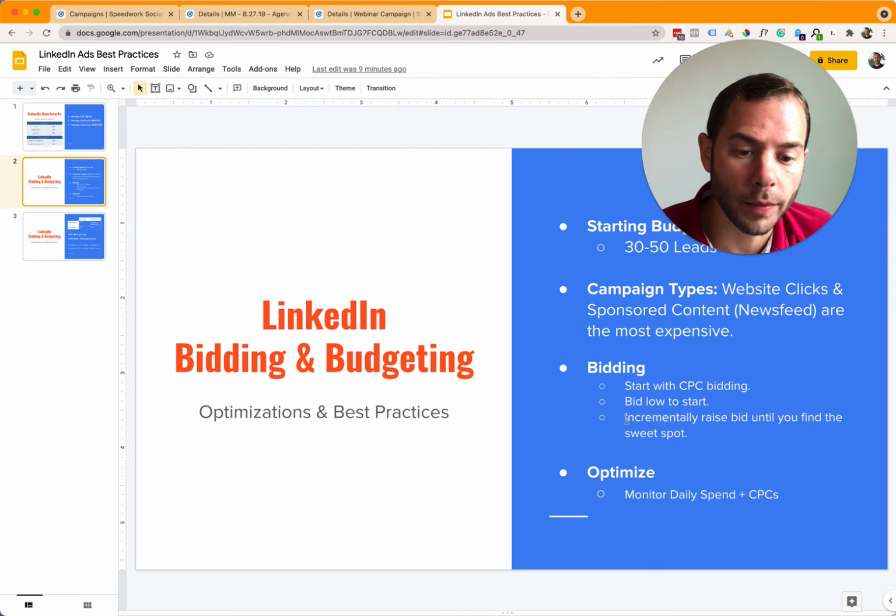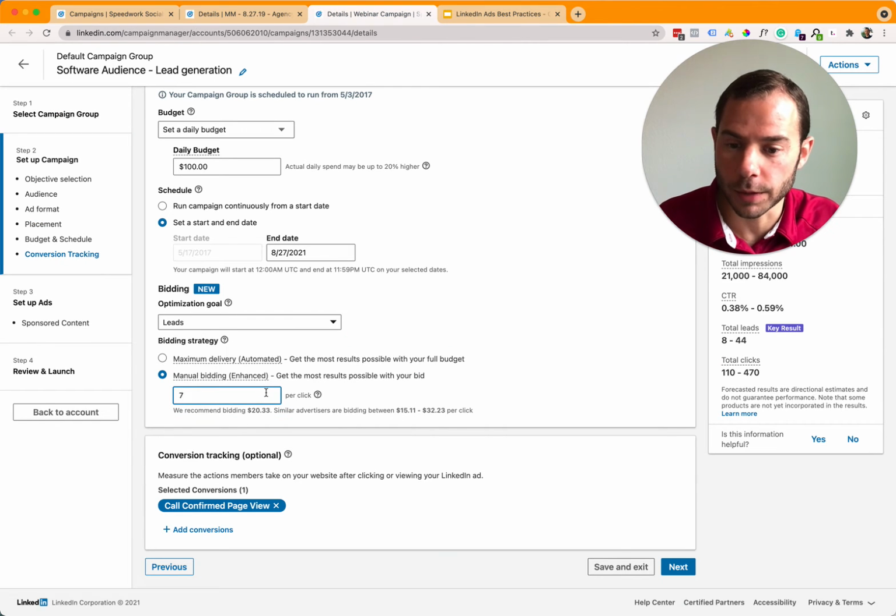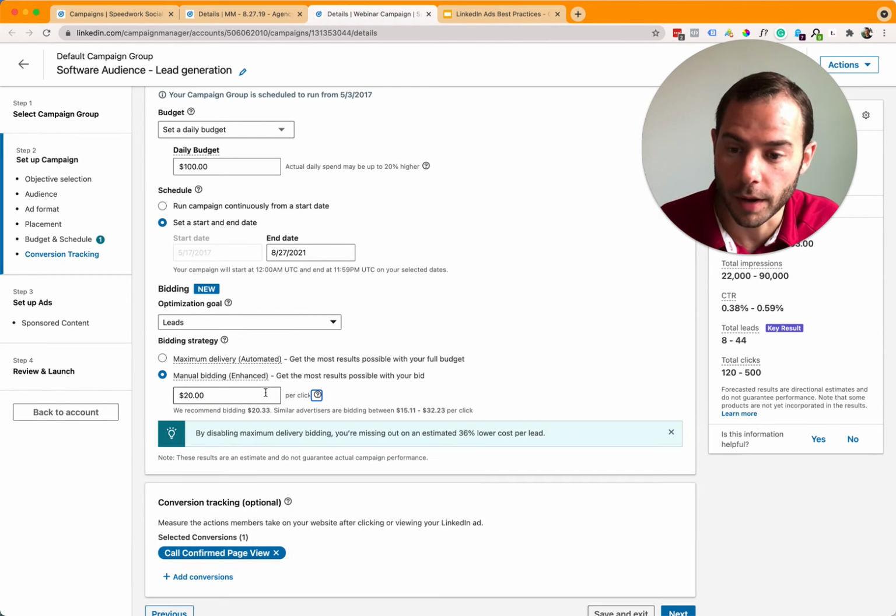And the thing about this is on a day-by-day basis or over a certain time period, you can look at, are you spending your full budget every day? If you're not, then you might be bidding too low. And the sweet spot that we talk about here is when you're spending your full budget every day, but not over that. So if my budget is only $100 per day and I do bid $20, then in 5 clicks I'm going to exhaust my budget.